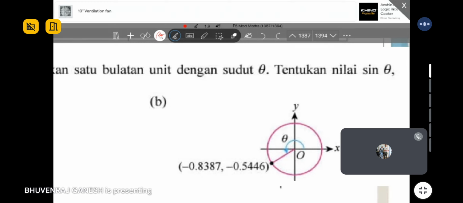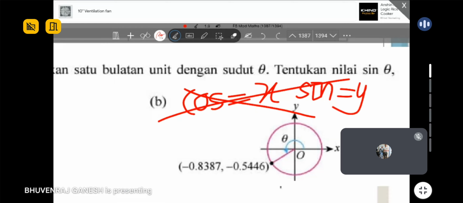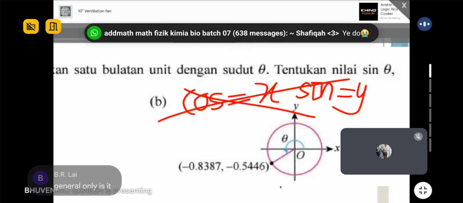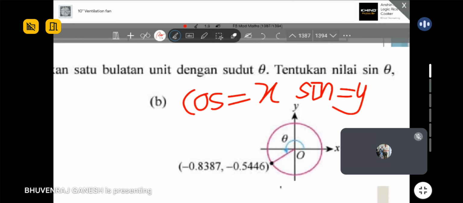Yes, cos is X, the X coordinate. Yes, sin is Y. Try not to memorize in that way, because in this question your concept is correct, but in other questions your concept is wrong. Remember that. Guys, please don't fix your mind that cos refers to X and sin refers to Y. This is a wrong concept. For this question, and for the unit circle, it is correct. You must look at it generally, because it depends on where your angle is.